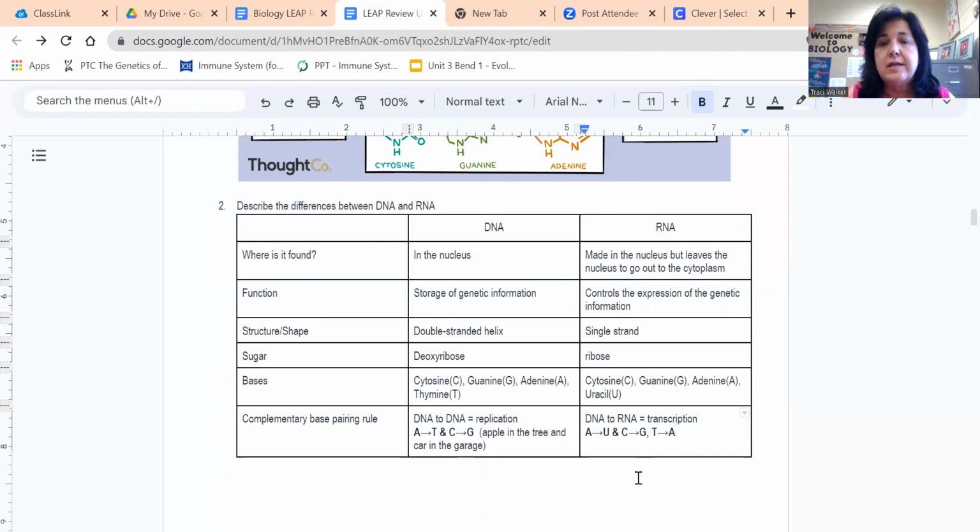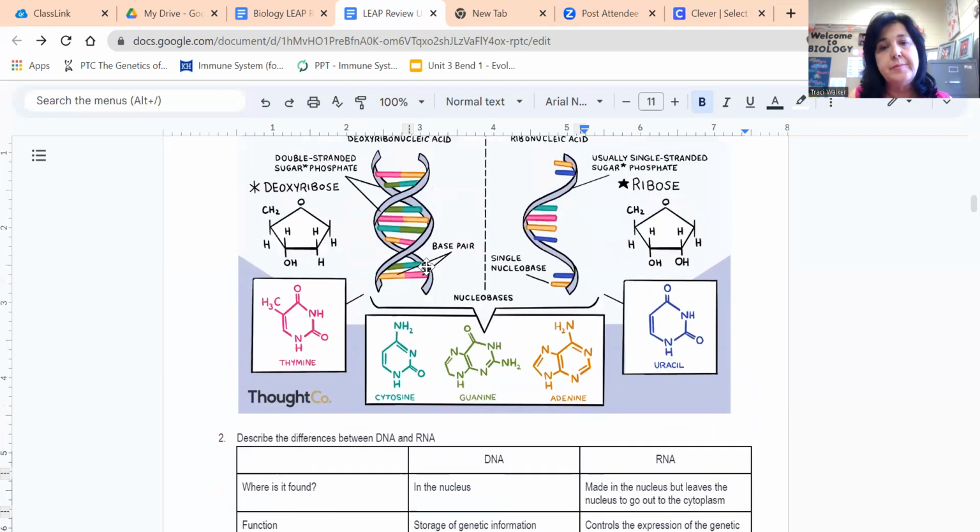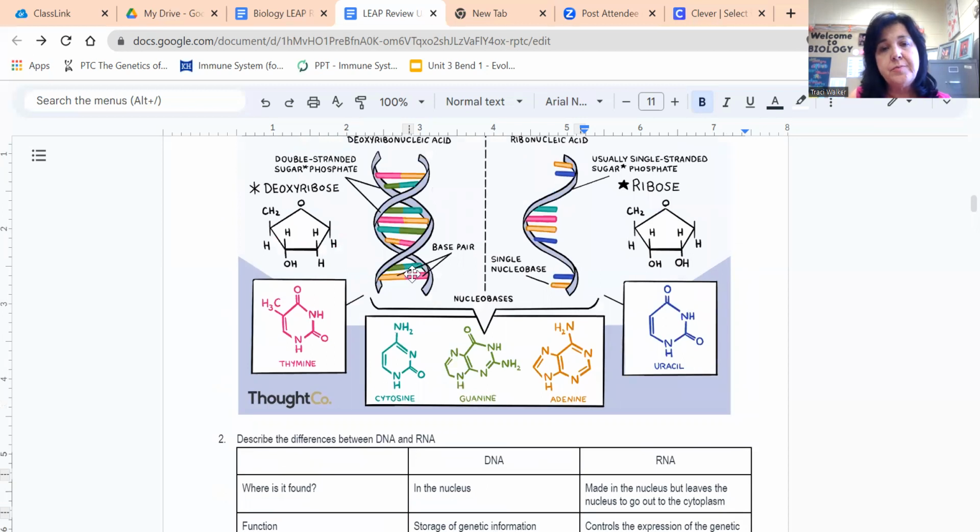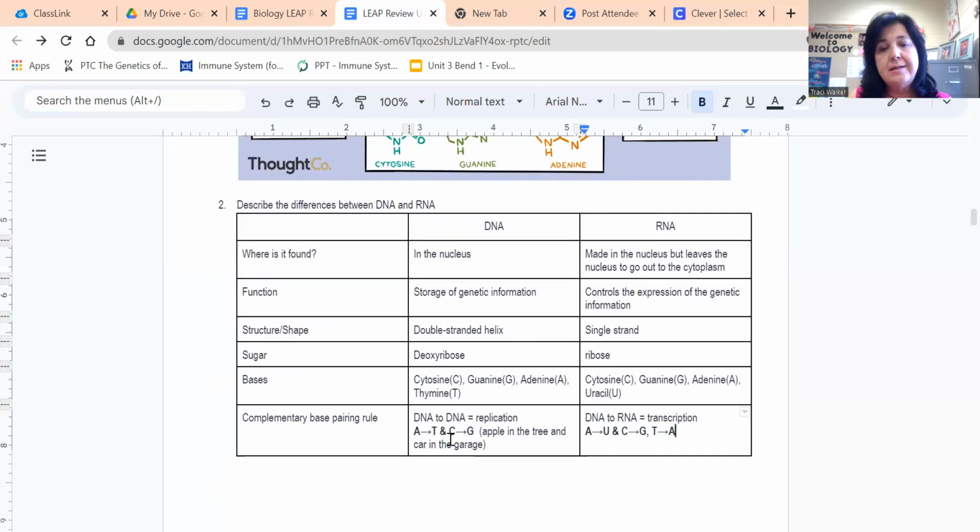So with DNA, adenine goes to thymine, cytosine goes to guanine. So every time that your cell makes a copy of itself, it has to copy the DNA. So every time the DNA is copied, that's called replication. And when that happens, the DNA splits apart down the middle, and everywhere there's an adenine, there'll be a thymine connected to it, and everywhere there's a thymine, there'll be an adenine connected to it. And everywhere there's a cytosine, there'll be a guanine, and everywhere there's a guanine, there'll be a cytosine.